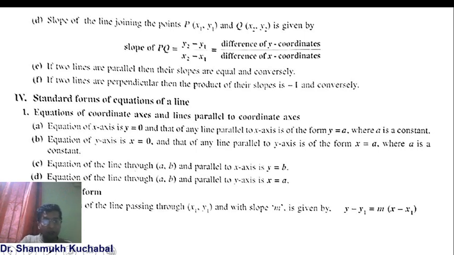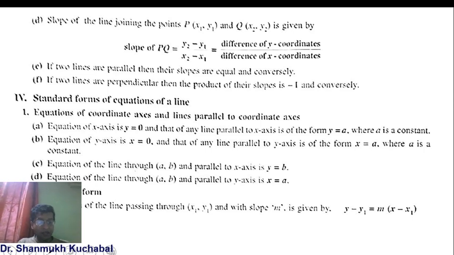Similarly, the equation of a line through (a, b) and parallel to the x-axis is y equal to b. The equation of a line passing through (a, b) parallel to the y-axis is x equal to a. So this is very important while solving examples. We are using this coordinate system, and if a line is parallel to one axis, what is the condition for the other? So it is very important.